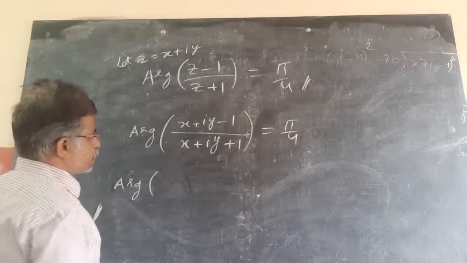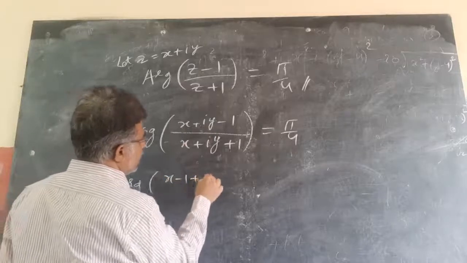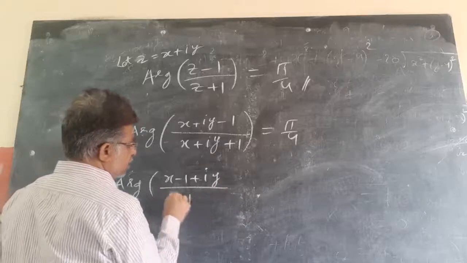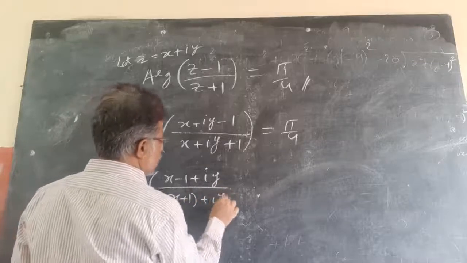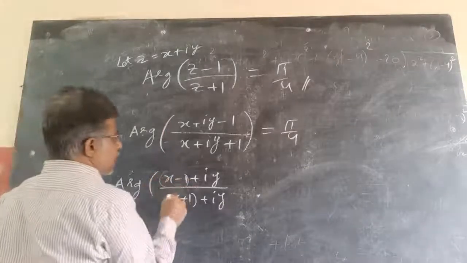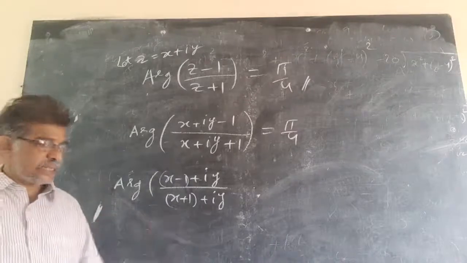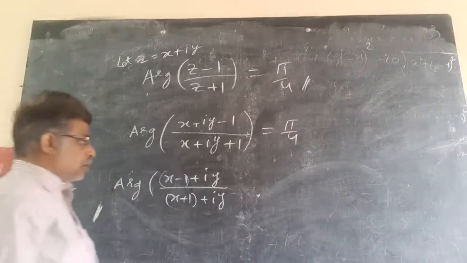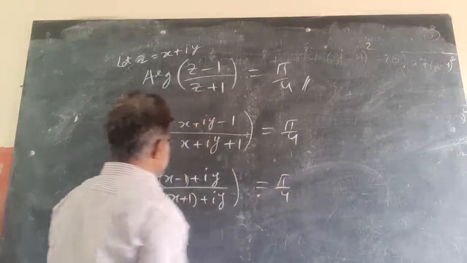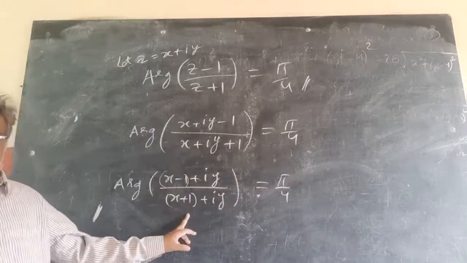Argument of (x minus 1 plus iy) by (x plus 1 plus iy). I am grouping real and imaginary parts. Now I can rationalize this part, or we can go for arg z1 minus arg z2. That will be easy, I think. So arg of z1 by z2 is arg z1 minus arg z2.